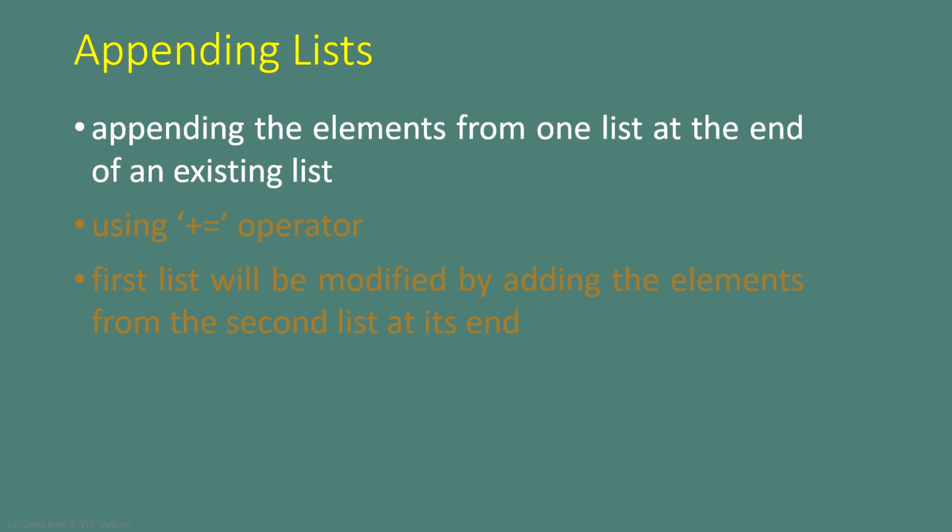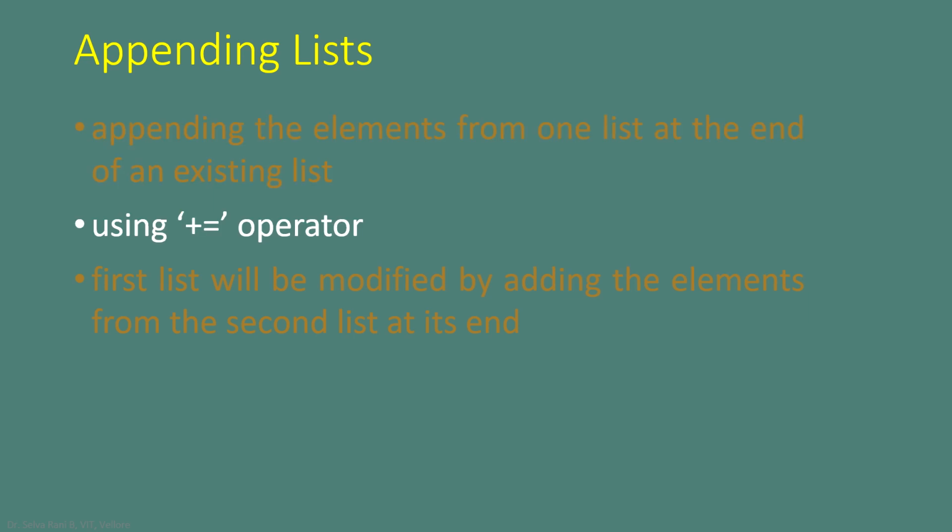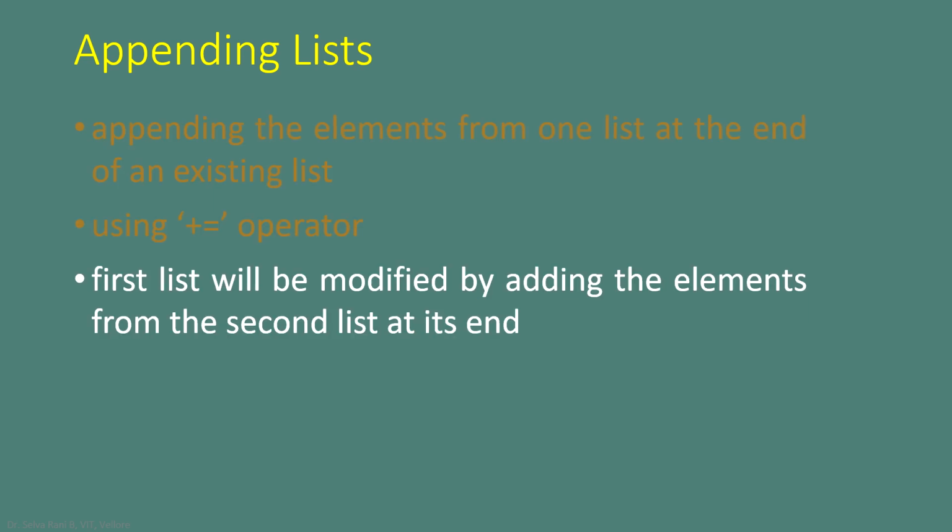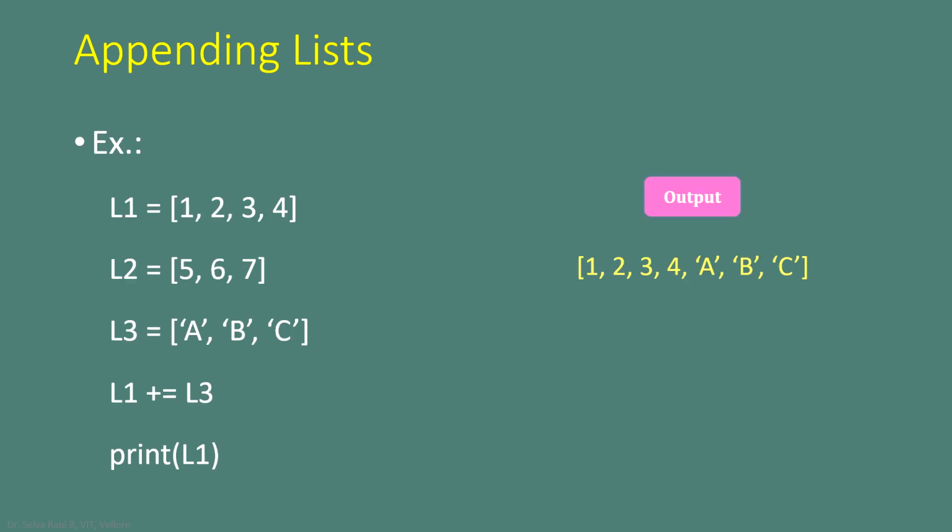Appending. Appending the elements from one list at the end of an existing list is possible here using the shortened operator plus equal to. Now what will happen? The first list will be modified by adding the elements from the second list at the end of it. Now we get the output 1, 2, 3, 4, A, B, C from the lists L1 and L3 respectively.